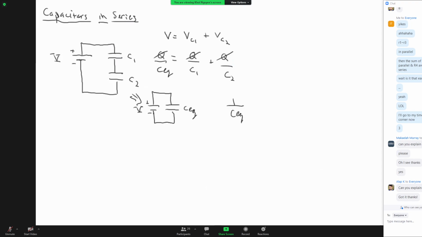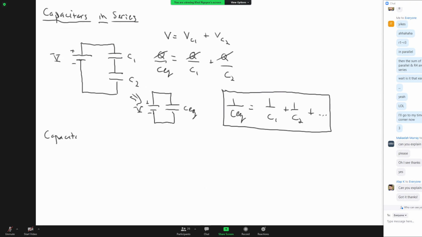1 over CEQ is equal to 1 over C1 plus 1 over C2 plus, however many capacitors you have in series. So capacitors in series look very much like resistors in parallel, with that 1 over relationship. You can find the common denominator, add them up, and then take the reciprocal. But that's literally all you're doing when you're doing this type of math for capacitors in series.